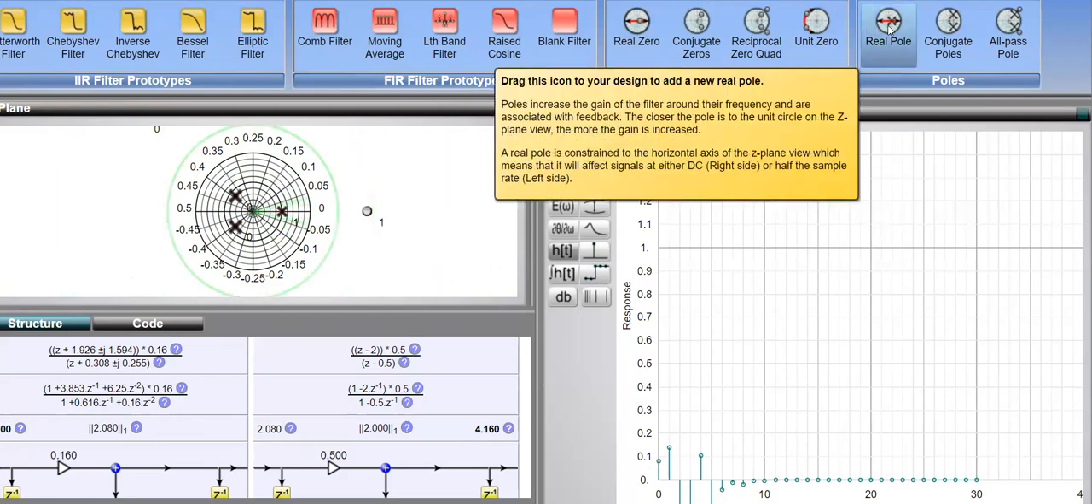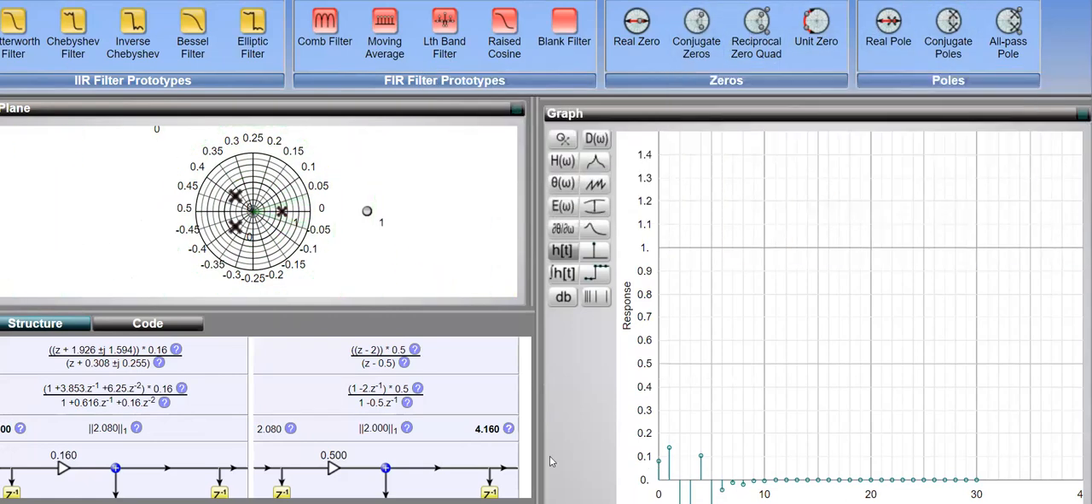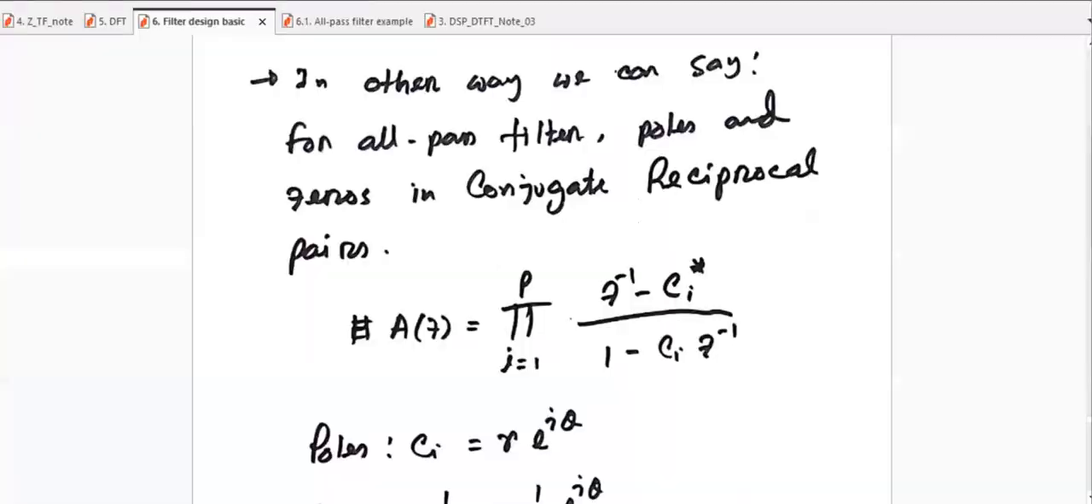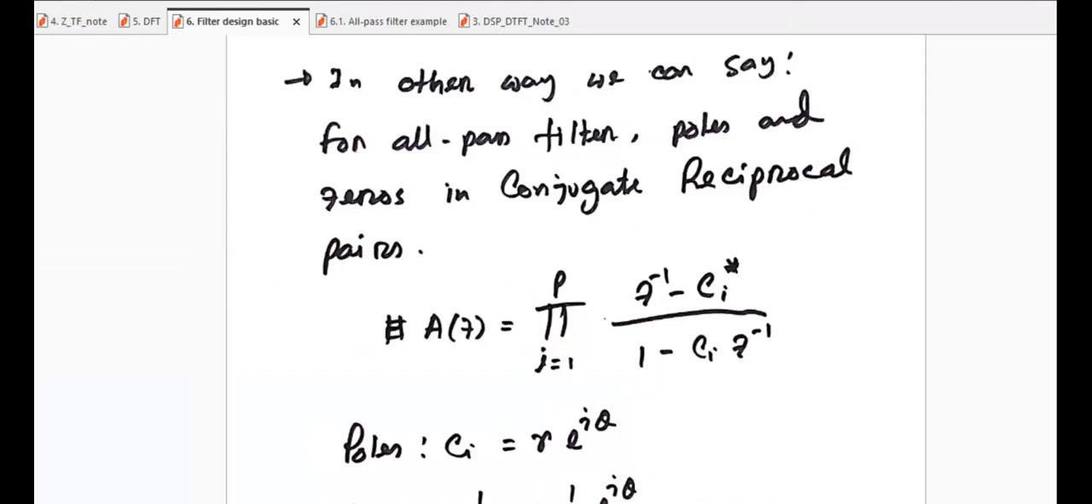You can play with this website for more understanding of the all pass filter, as well as other filters, as we have mentioned earlier.